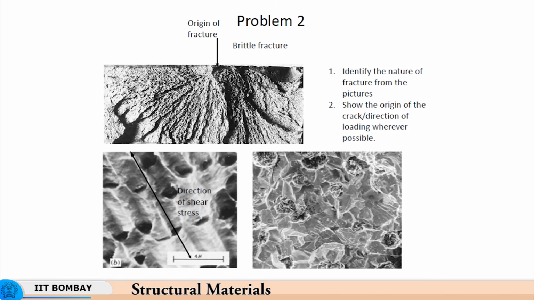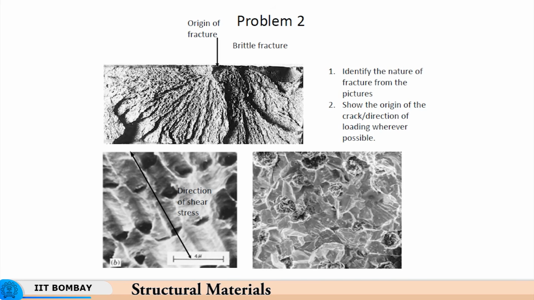is that it's a fracture surface, no doubt, and we are to identify the nature of fracture from the pictures and show the origin of the crack, orientation, origin of the crack or direction of loading wherever it is possible, right? So you have the origin of fracture over here in this case, because you see the so-called river patterns which are seen here as I move the cursor along these river patterns. So all these indicate the direction of propagation of the crack.